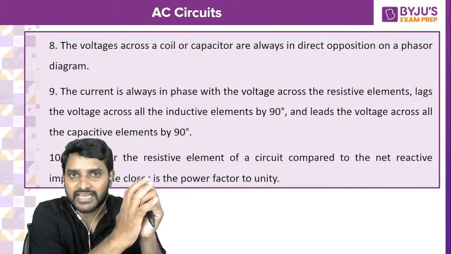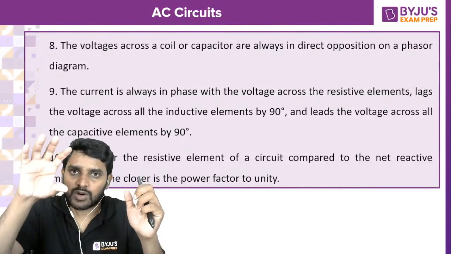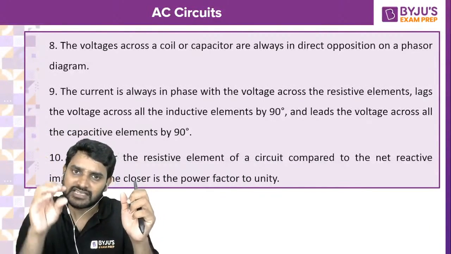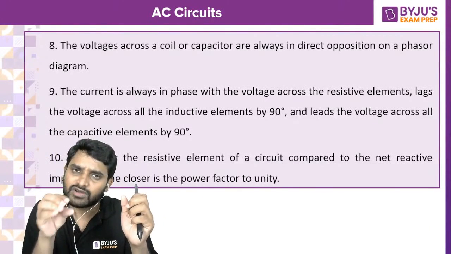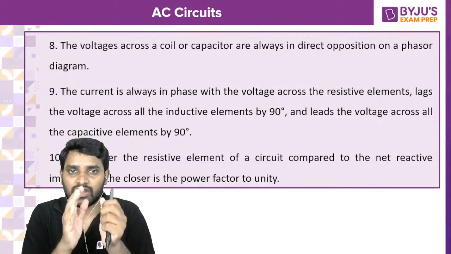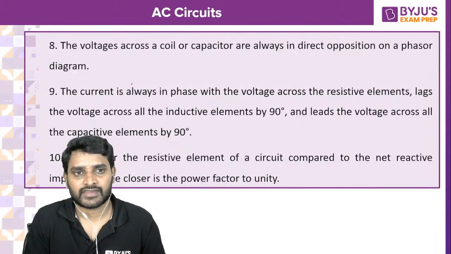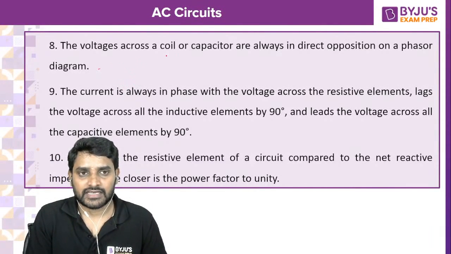If 100 volts is there, if I have a large resistance, out of 100 volts, maybe 90 volts is going to be captured by this large resistance. If another resistance is smaller, it is going to capture only 10 volts. Smaller the magnitude, smaller the voltage, larger the magnitude, larger the voltage. Because current is the same. Now, 8th point.